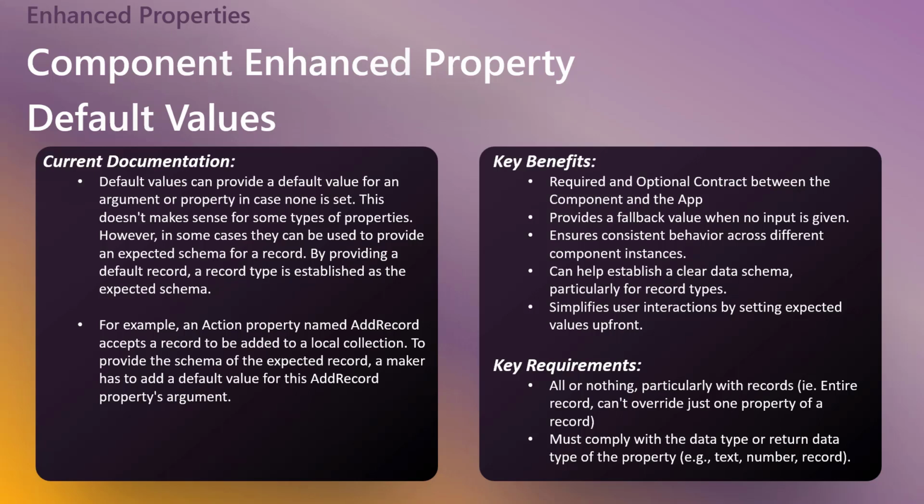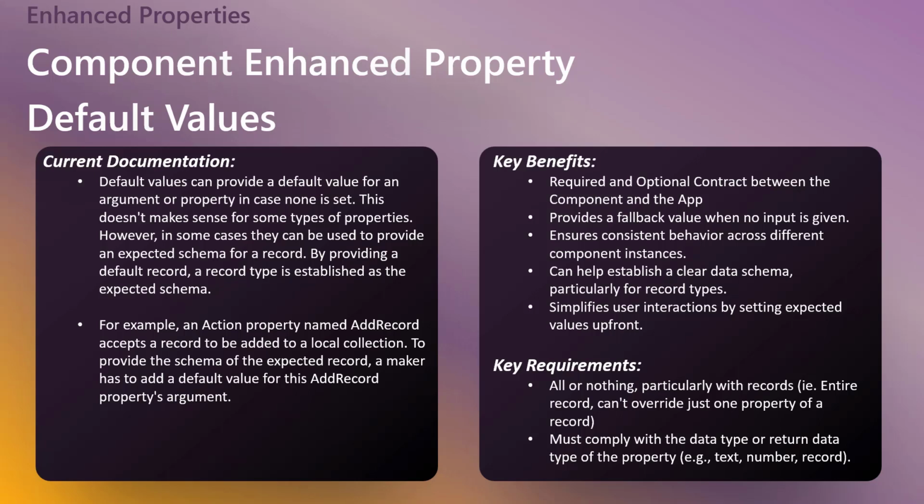So if we move over to the right and look at the key benefits, what are some of the things that we want to look out for if this was translated into benefits? Well, it's required and optional contracts between the component and the app. And what does that mean, required and optional? We'll talk about that. Don't worry. It's depending on the type of property you're using. It provides fallback values when no input is given. So if you're not making it a required value on your property or parameter, then you could have a fallback.